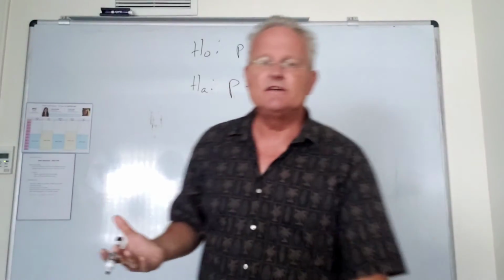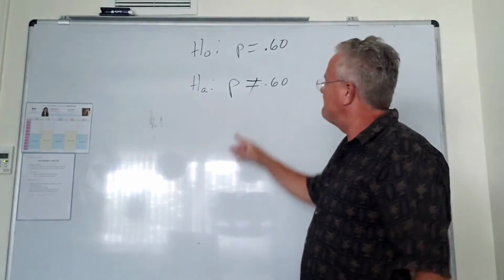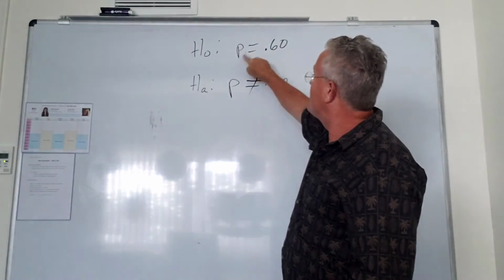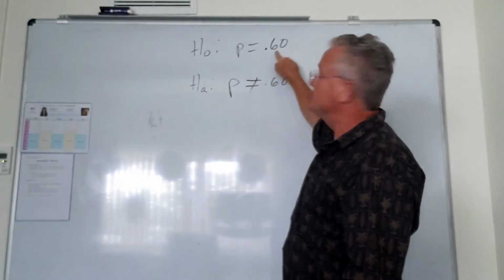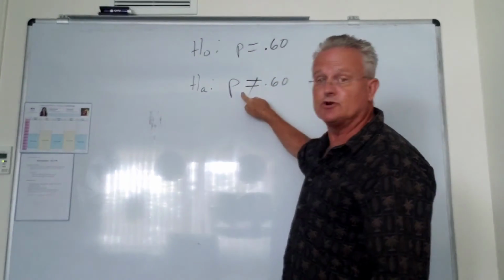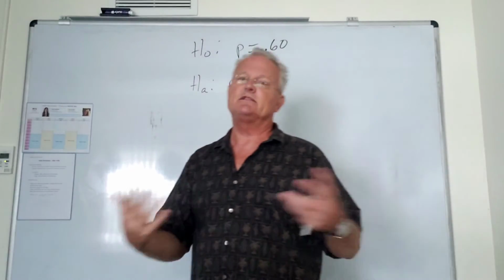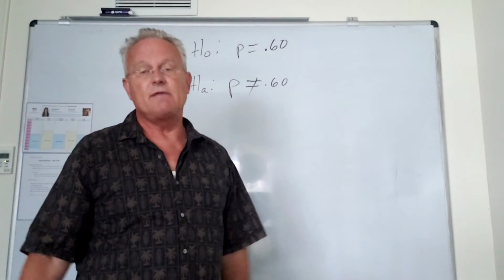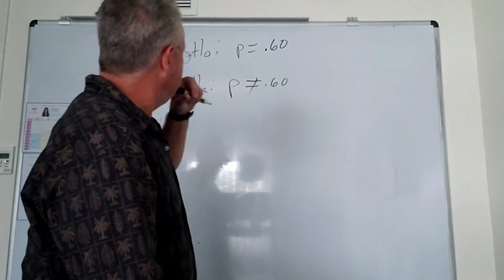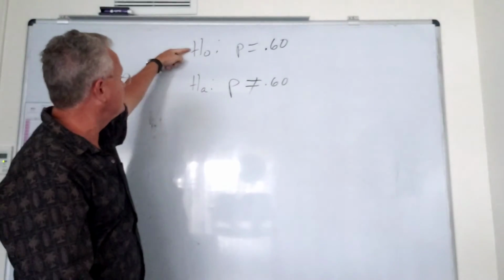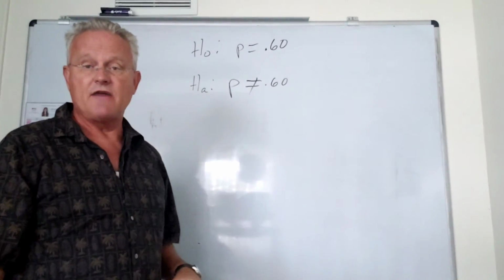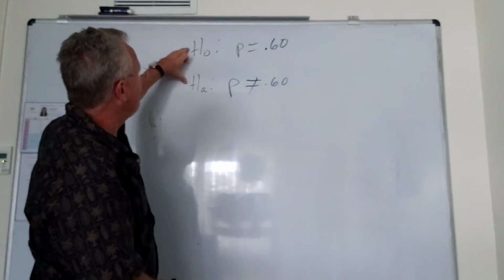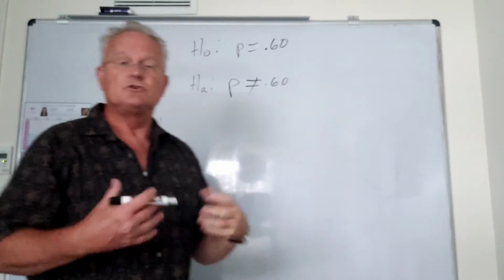Those are the only 3 different types that you can have. Greater than, less than, or not equal. This is always going to be a proportion is equal to some percentage or decimal. The alternative is, well, do you think it's greater than, less than, or not equal? And it's set up the same every time for proportions. So that's the idea of your null hypothesis and your alternative hypothesis as far as setting that up and the proper notation, the proper way to write them down.